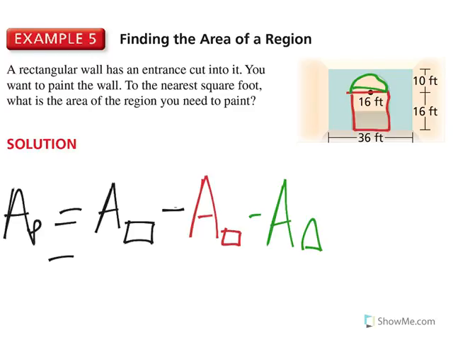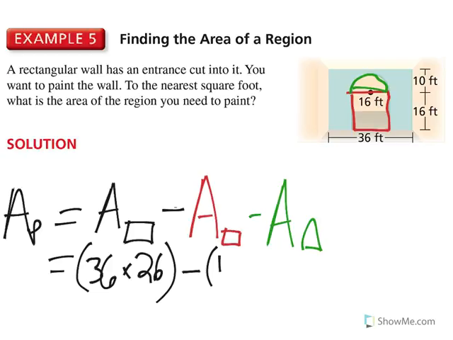Whenever we try to figure this out, the area of a rectangle is just length times width, or base times height, whatever way you want to solve it. If I do this one as length times width, my length in this case is 36 times my width, which is 10 plus 16. So that total would be 26. Then I need to subtract from it the area of my square. The area of my square, again, would be length times width, or just side squared. So I would have 16 times 16.